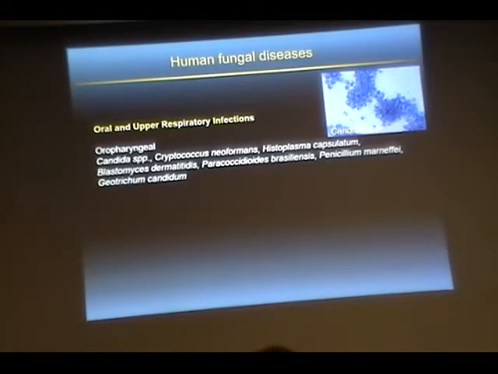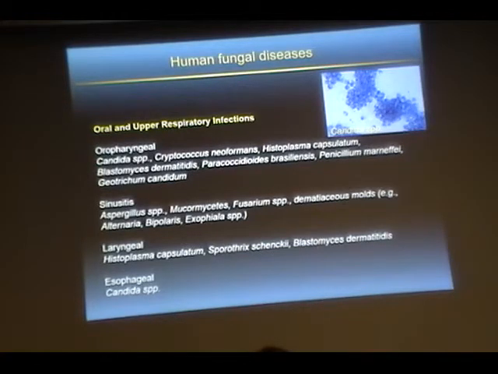Okay, so let's look at the fungal diseases. The most common ones are abdominal infections and respiratory infections. So let's get started with the respiratory infections. The first thing is oropharyngeal, oral infections caused by fungi, and the species that are causing oropharyngeal infections are Candida and Cryptococcus. These two are opportunistic fungi. And even Histoplasma capsulatum, Blastomyces and Paracoccidioides can also cause oropharyngeal infections.